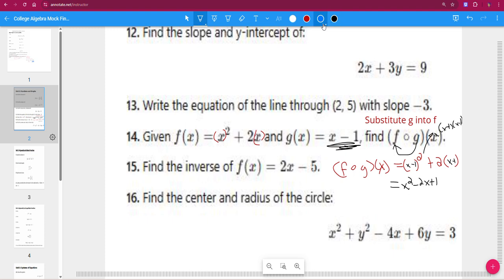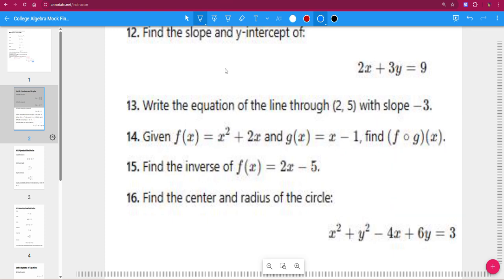And that's just from this part. Then this part over here, if I distribute the 2, gives me 2x minus 2. If I combine like terms, the 2x terms are going to cancel out, and I just have minus 1. So f of g of x is equal to x squared minus 1.